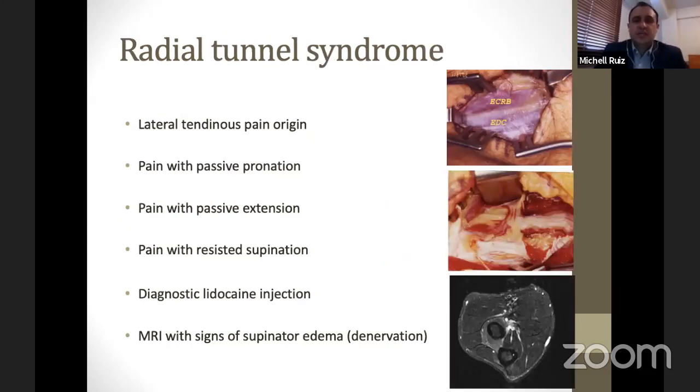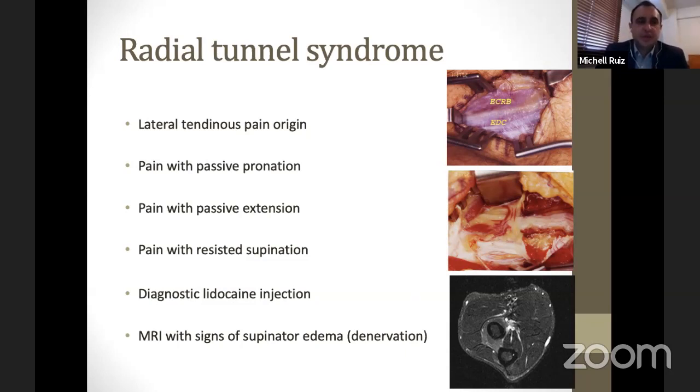The second differential diagnosis that you have to take into consideration is the radial tunnel syndrome. Radial tunnel syndrome has a slight problem in the sense that patients with lateral elbow tendinopathy may have, at the same time, radial tunnel syndrome. This is not an entity that goes only by its own. So some patients, particularly those with very chronic lateral tendinopathy, say 9 or 12 months of chronicity, may also have radial tunnel syndrome as a diagnosis. And it's very important to differentiate between these two pathologies.